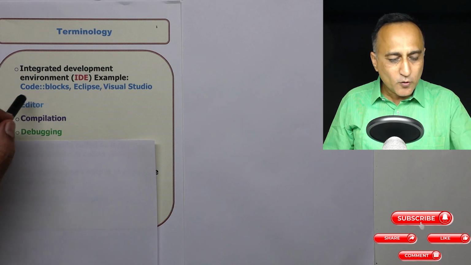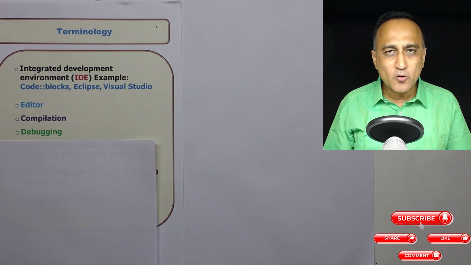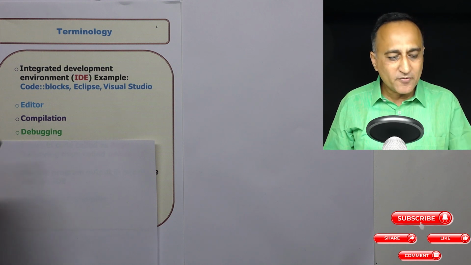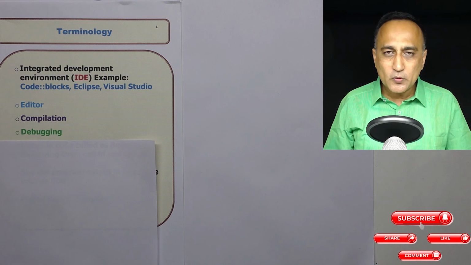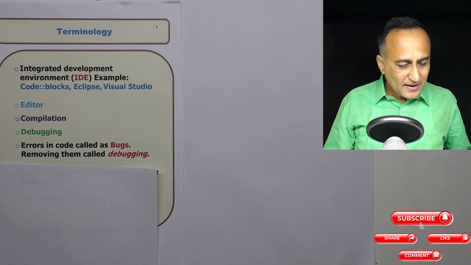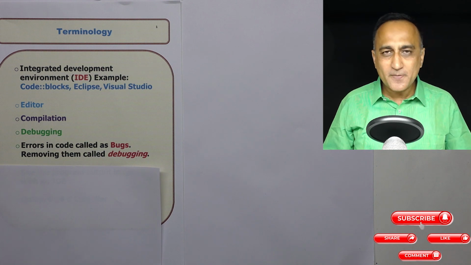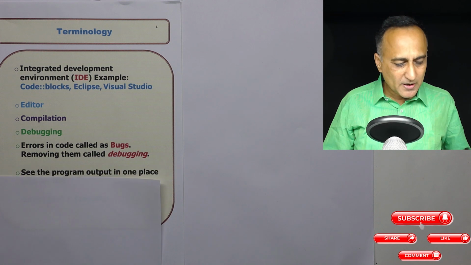For now, a lot of what I am talking about may not make sense, but once you get into the practical rooms or the lab, or I show you a demo using the IDE, you will get a very good feel of how programs are typed, how they are compiled, how they are executed, as well as how they are debugged. So errors in code are known as bugs. The process of removing the errors in code is known as debugging.